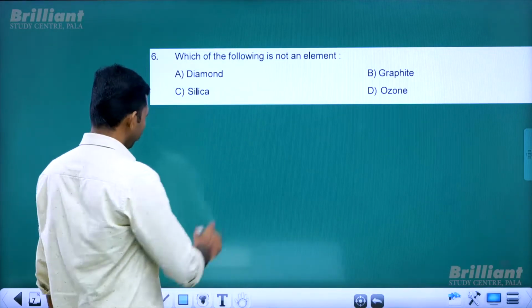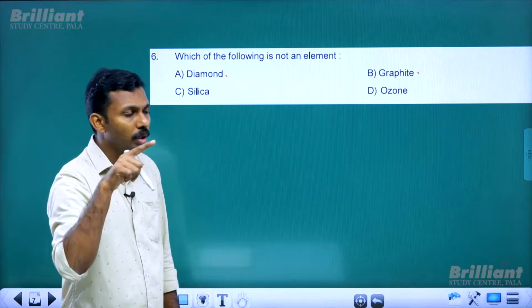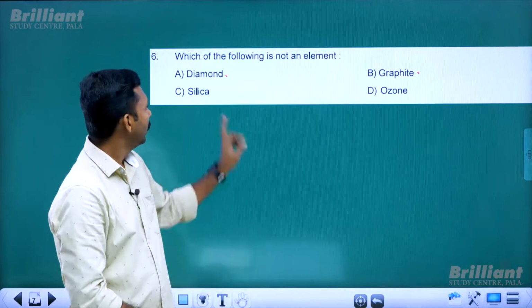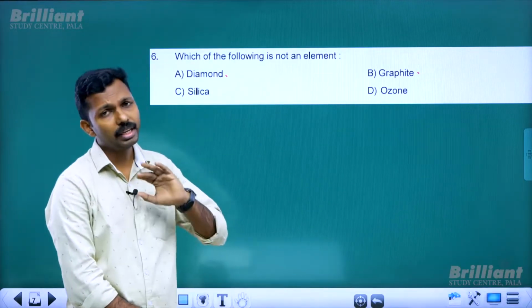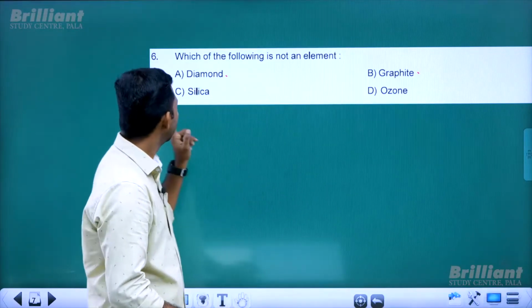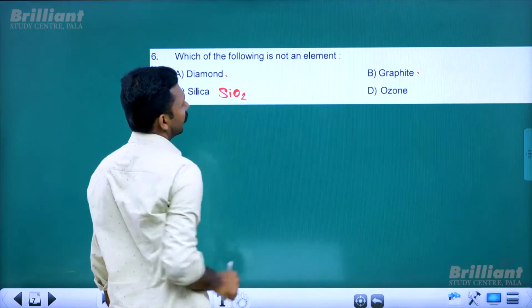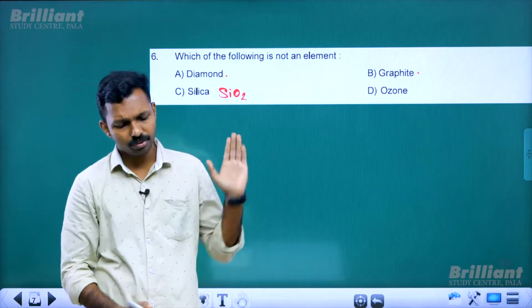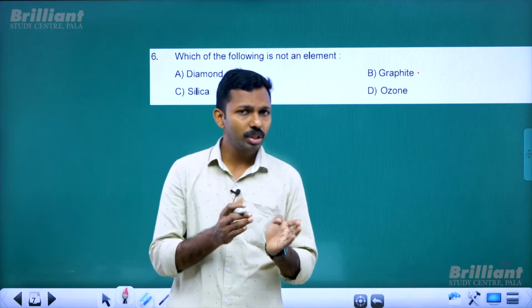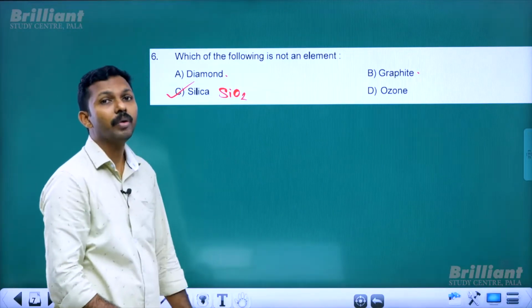Here, diamond and graphite are two allotropic forms of our element carbon. These contain only carbon atoms. No other elemental atoms are there, so these cannot be compounds. Also, silica means silicon dioxide, SiO2. Here it is clear from this formula that silicon and oxygen atoms are present. As it is a combination of two different elements, silica can be considered a compound, and it can be considered as our answer option.